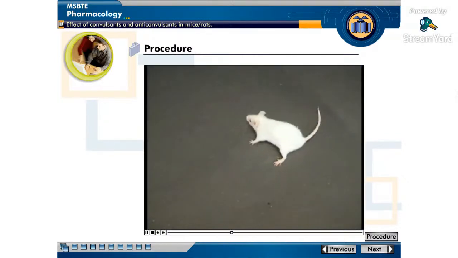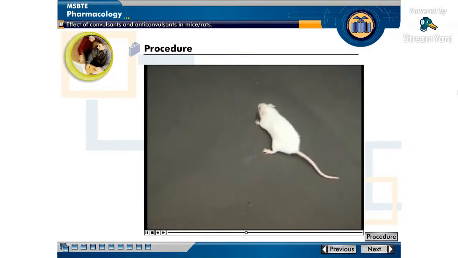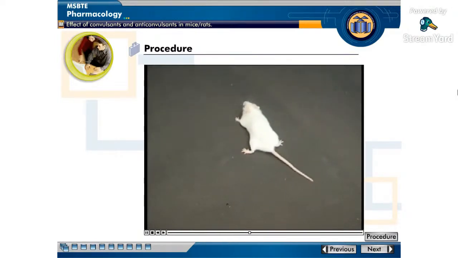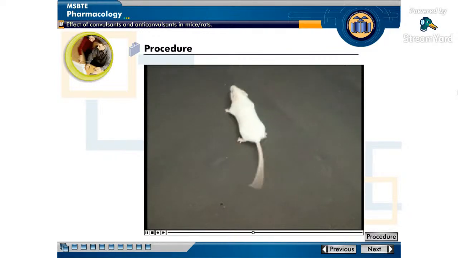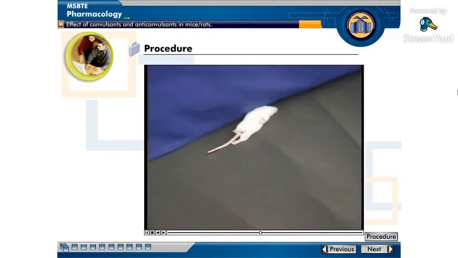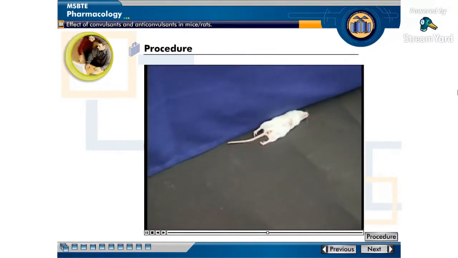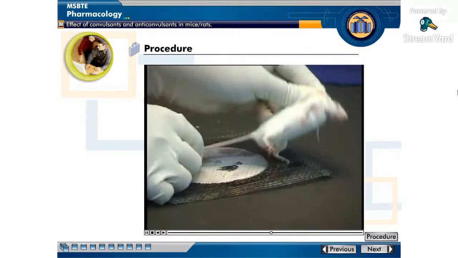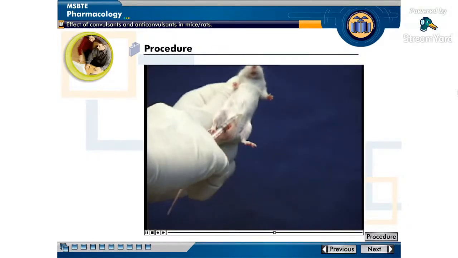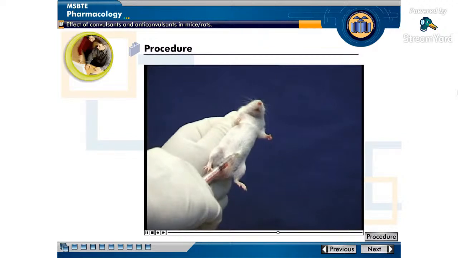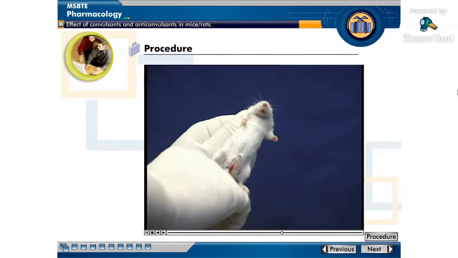You can see that strychnine induces clonic convulsions characterized by Straub's tail, that is, S-type erection of tail and jerky movements of the whole body. These clonic convulsions finally lead to death of mice A. Inject 0.2 ml of diazepam solution intraperitoneally to mice B.